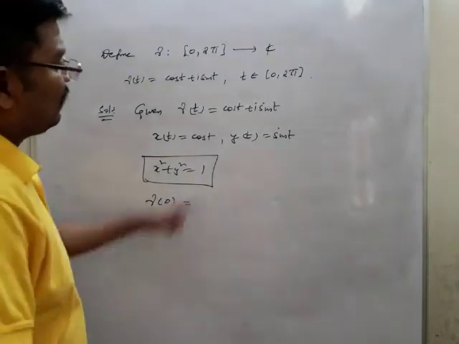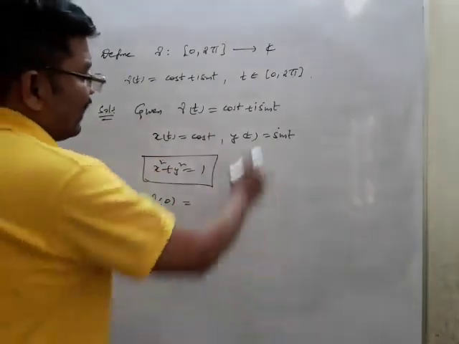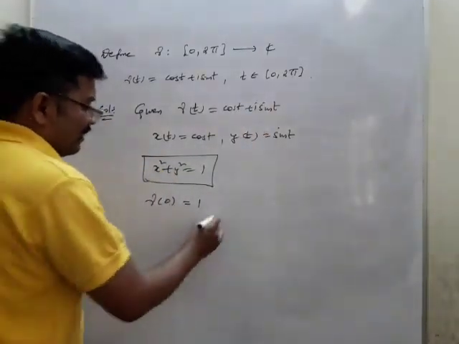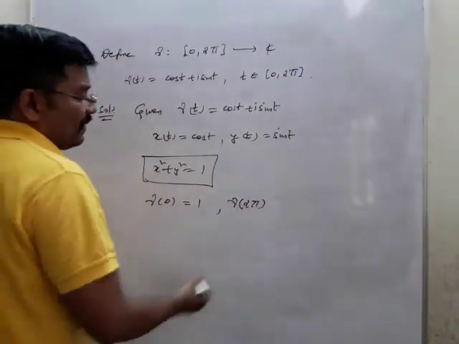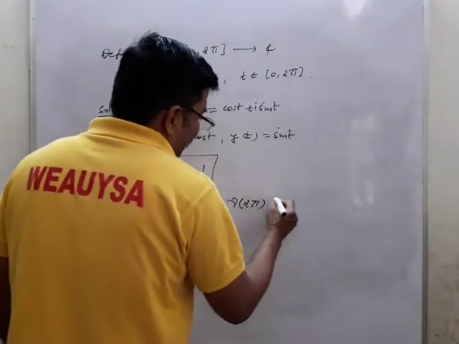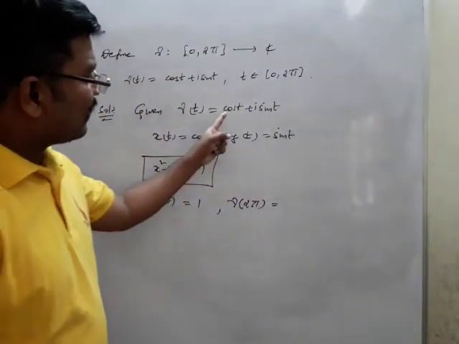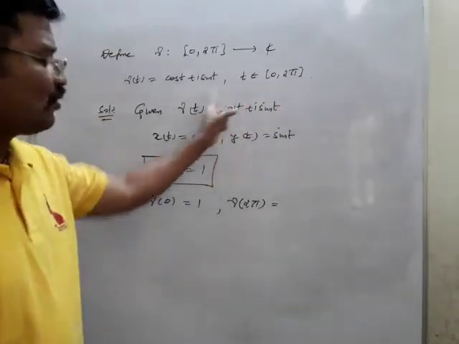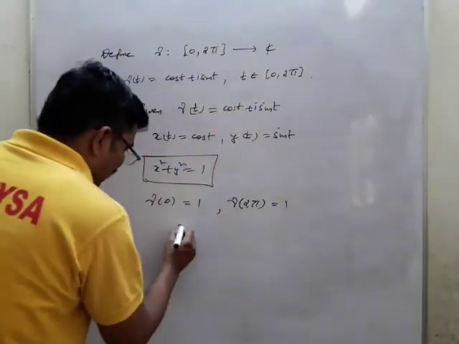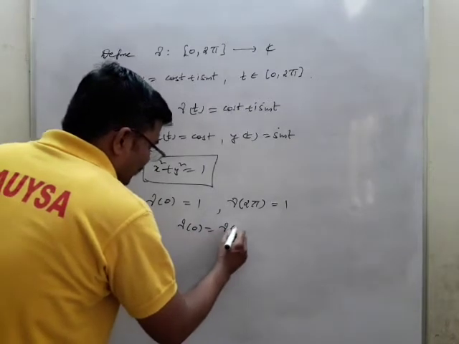What is gamma of 0? Cos 0 is 1, sin 0 is 0, so I get 1. Gamma of 2 pi: this is cos 2 pi plus i sin 2 pi. Sin n pi is 0, and cos 2 pi is again 1. So gamma of 0 is equal to gamma of 2 pi.